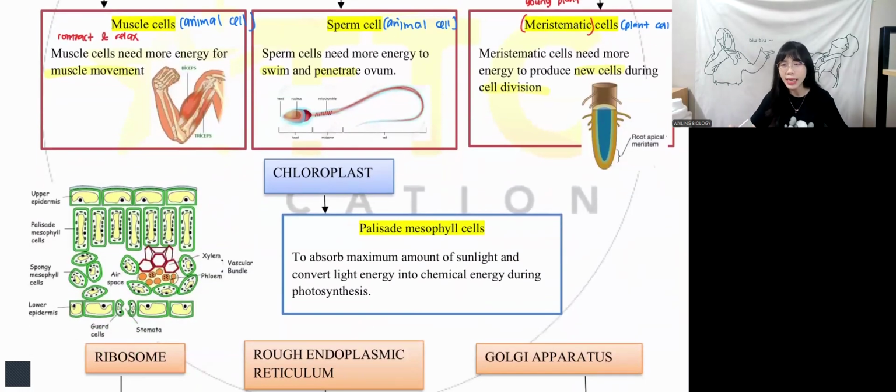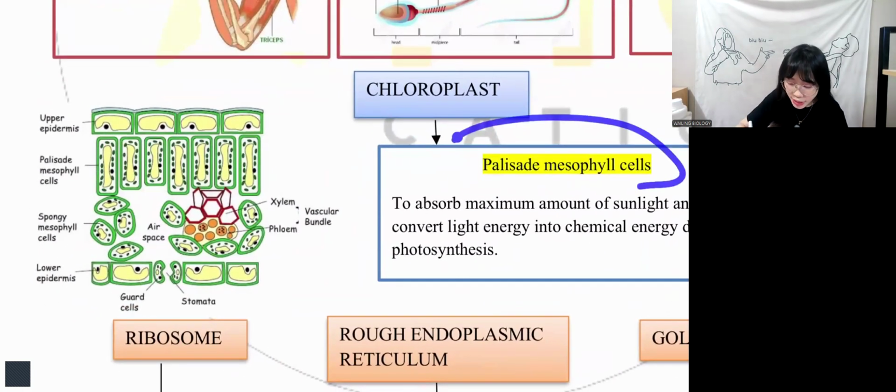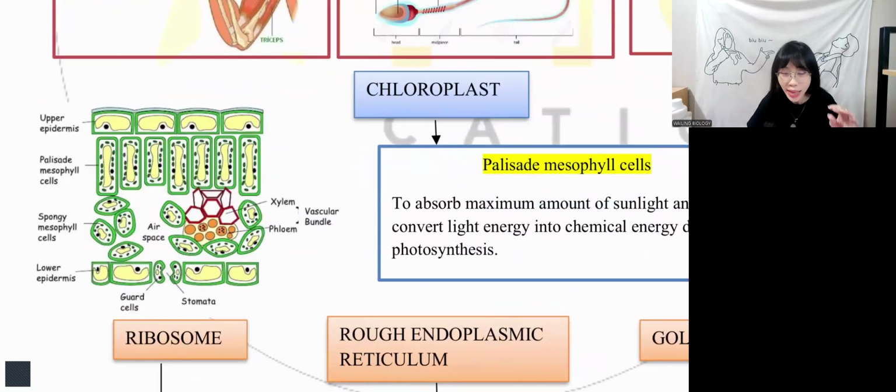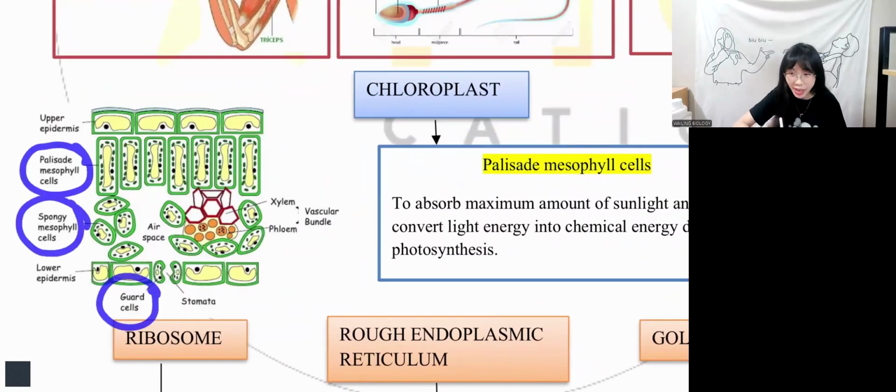Okay, next, chloroplast. Can you guys tell me what is the function of chloroplast? Chloroplast contains what? The green color thing is known as? Very good. It's known as chlorophyll. It's used to absorb sunlight to carry out photosynthesis. Which cell has a lot of chloroplast? Palisade mesophyll cell has the most chloroplast. But in Form 4, they also write palisade mesophyll cell, spongy mesophyll cell, and guard cell. All of these three have a lot of chloroplast.